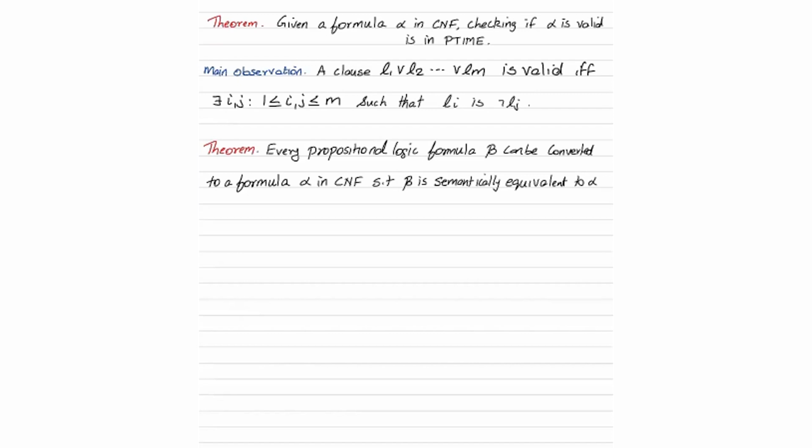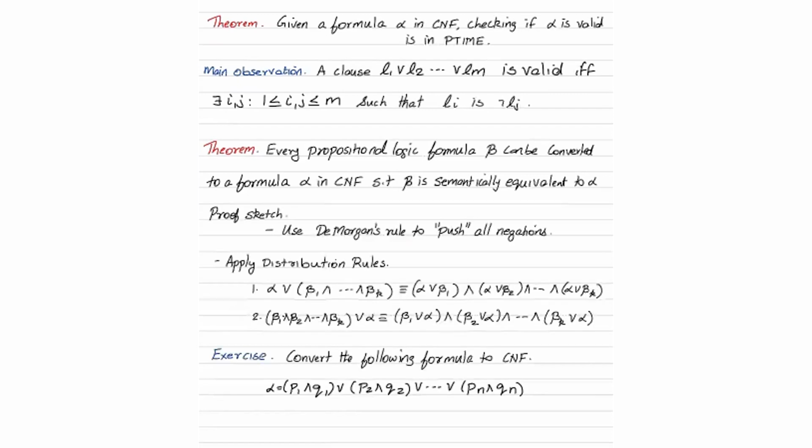Again, this translation to CNF is pretty straightforward, so let me not go into details. But for instance, the way you do it is take a formula and push all the negations in, so negations can only appear in front of propositions. This you can do with De Morgan's law, and then you simply apply the distribution rules, which distribute disjunction over conjunction and so on. It's pretty straightforward. I'll share these slides so you can go over it.